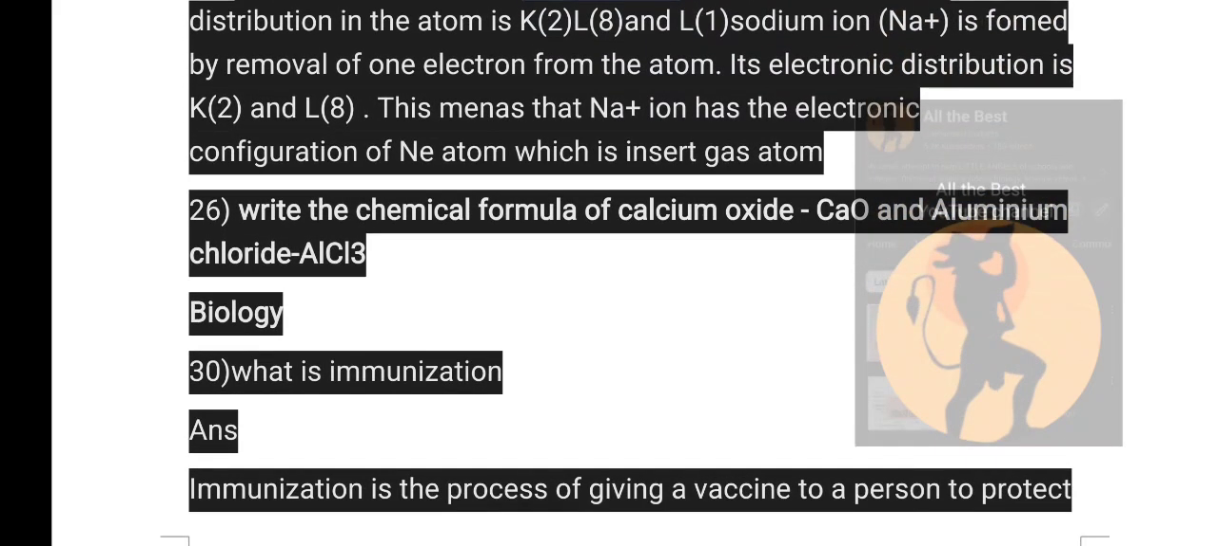Question 26. Write the chemical formula of calcium oxide. It is CaO. And aluminium chloride. It is AlCl3.